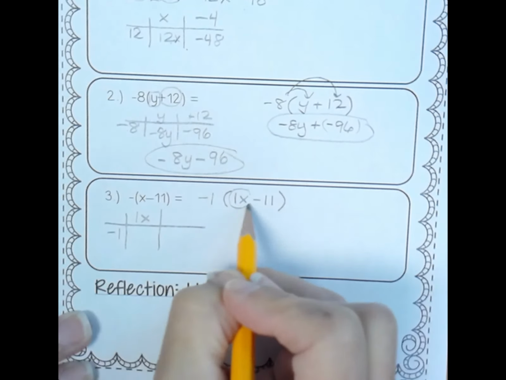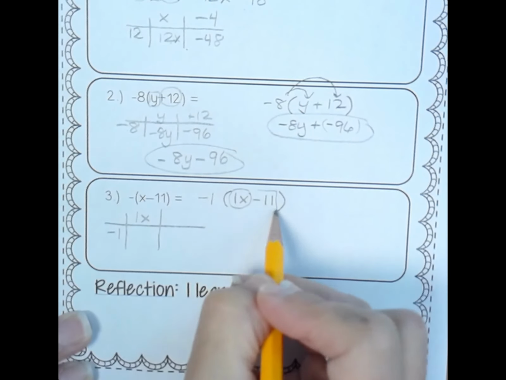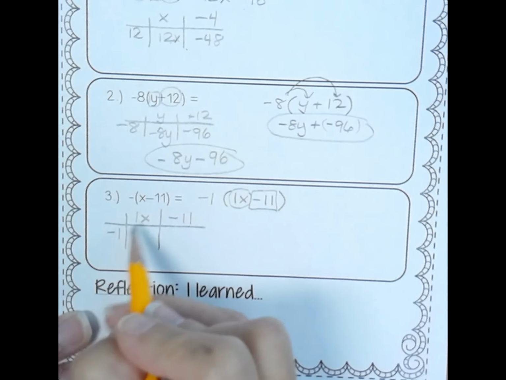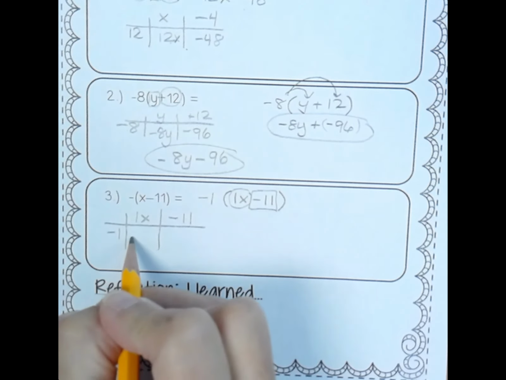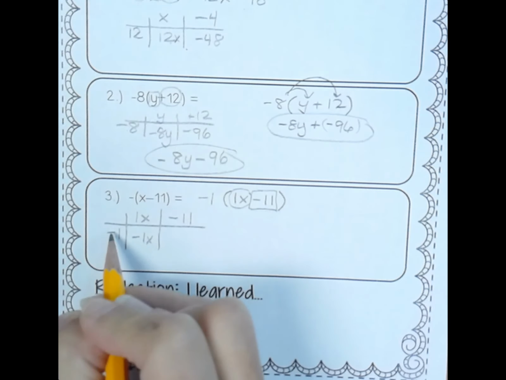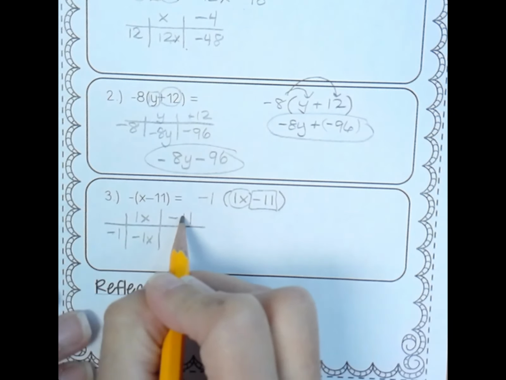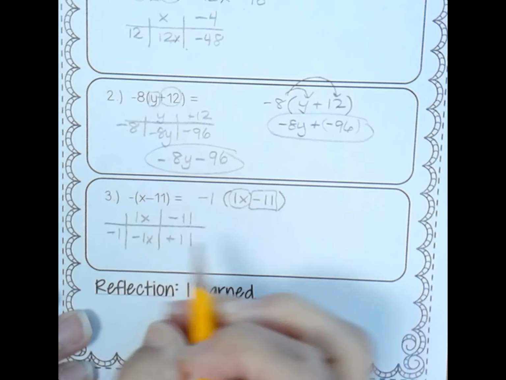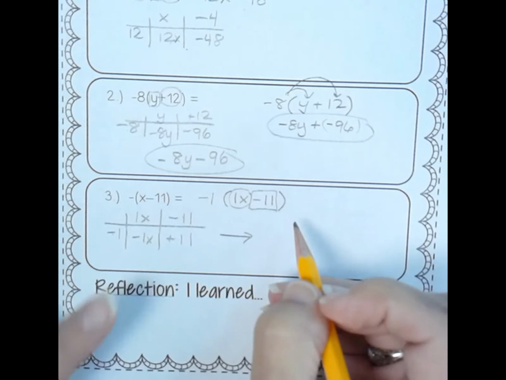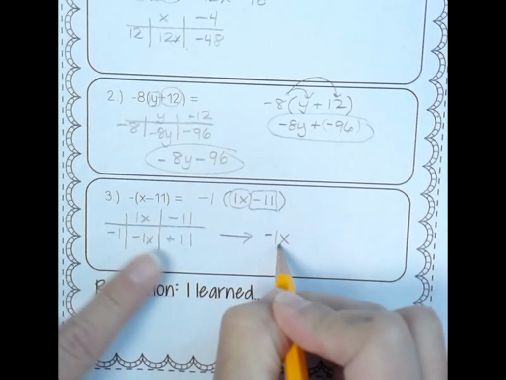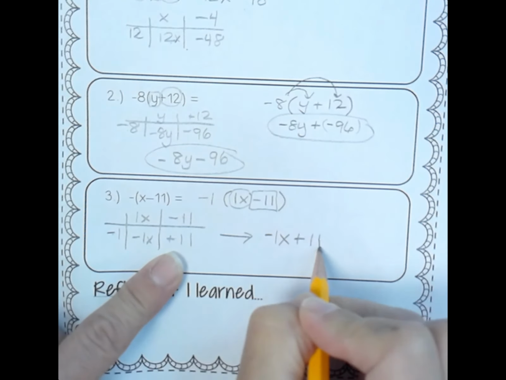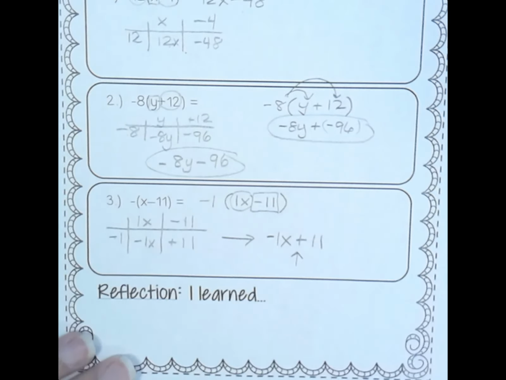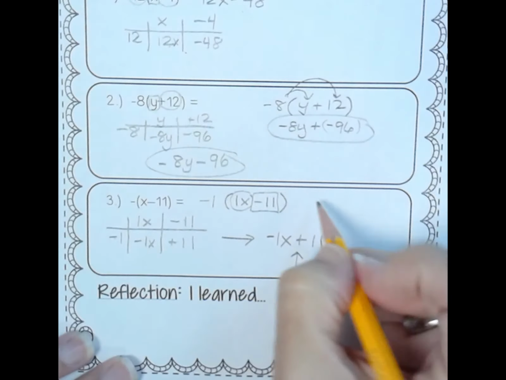All right, I'm taking 1x, and then I have a negative 11. So negative 1 times 1x is negative 1x. Negative 1 times negative 11, remember negative times negative is positive 11. So when I put that back together, I end up with negative 1x plus 11. Okay, that's the tricky part. A lot of people right there miss that plus sign. So you want to be careful with that.